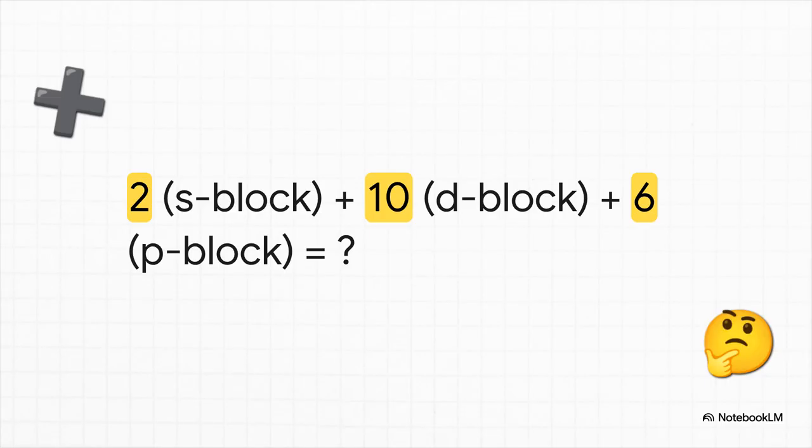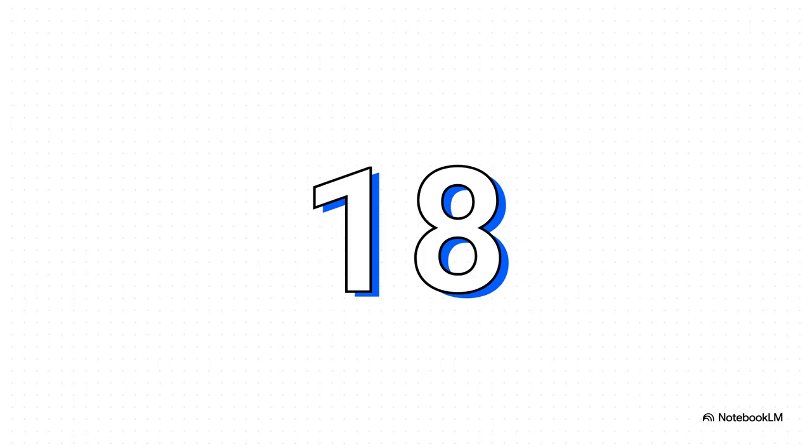So, what happens when we put it all together? You take the 2 groups from the S block, plus the 10 groups from the D block, plus the 6 groups from the P block. 18. Boom. There it is. The reason the periodic table has 18 groups is a direct, unavoidable consequence of the laws of quantum mechanics, the rules that say how many electrons can fit into S, P, and D orbitals. It's not a design, it's a fundamental property of matter.